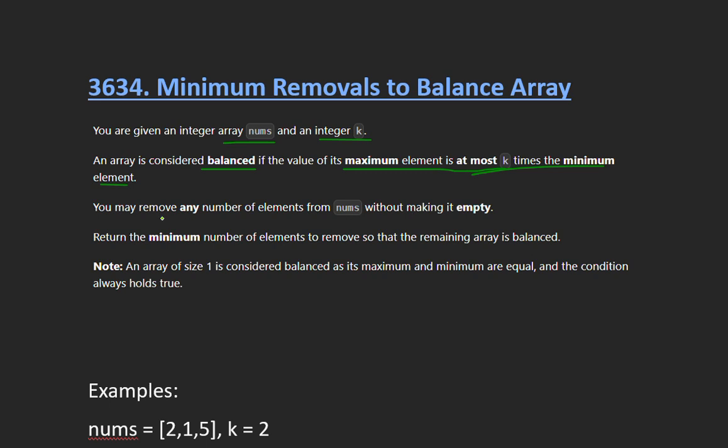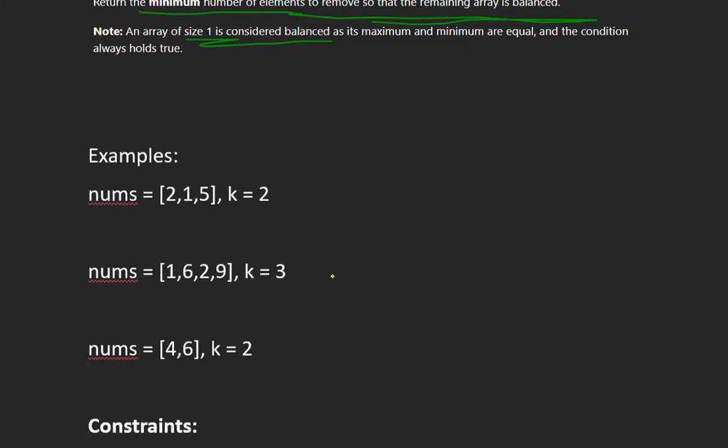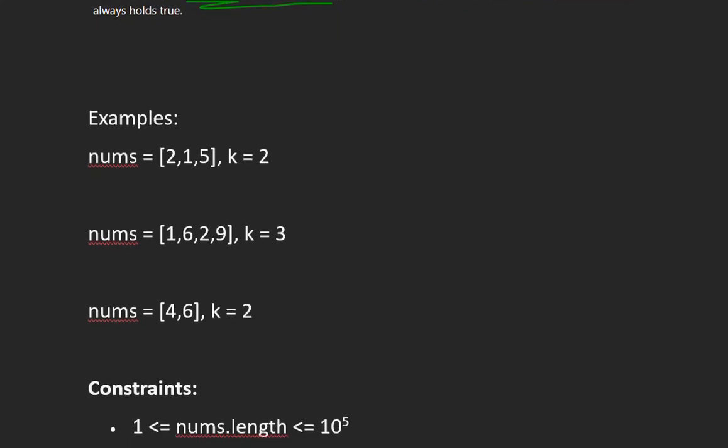And what we have to do is remove any number of elements from nums without making it empty. We have to remove elements from the array and make it balanced, and at the end we have to return the minimum number of elements to remove so that the remaining array is balanced, right? Also, it is given that an array of size 1 is considered to be balanced. So let's see some examples to understand the question properly.